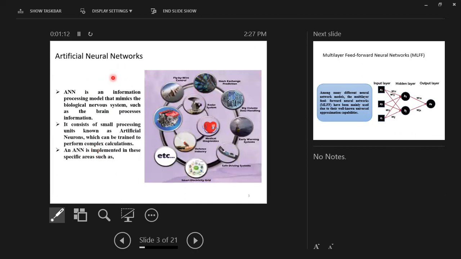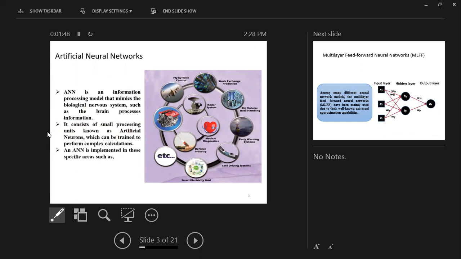Moving forward, first of all, I would like to explain the artificial neural network. An artificial neural network is an information processing model that mimics the biological nervous system, such as the way the brain processes information. It works like a mimicry of the human being or the biological neural network. It consists of small processing units known as artificial neurons, which can be trained to perform complex calculations, and these small units called neurons are what the artificial neural network is made from.